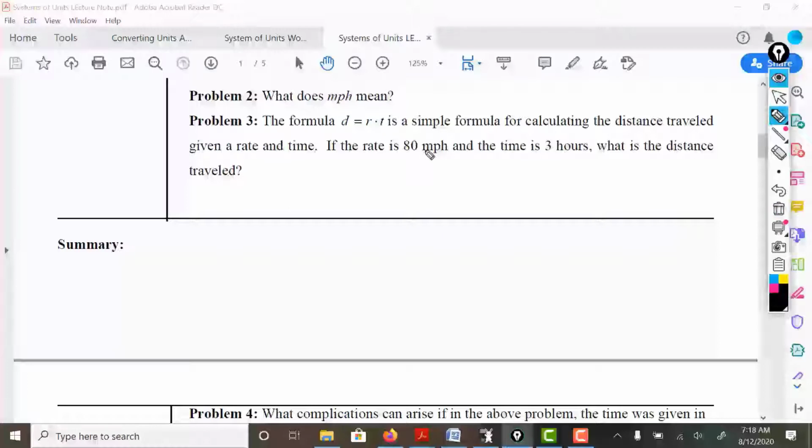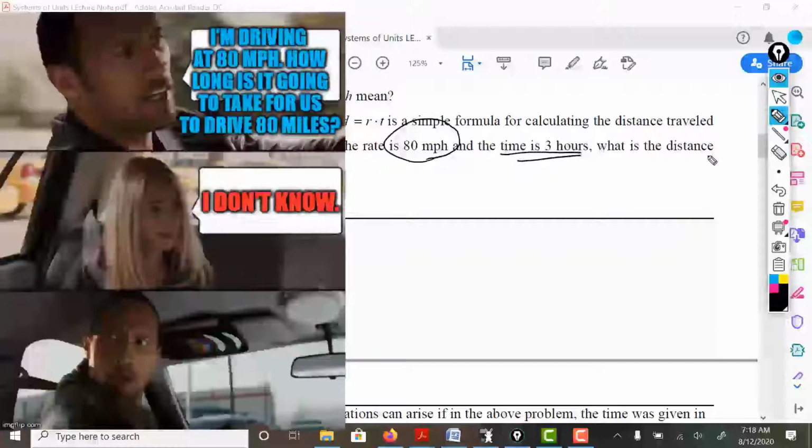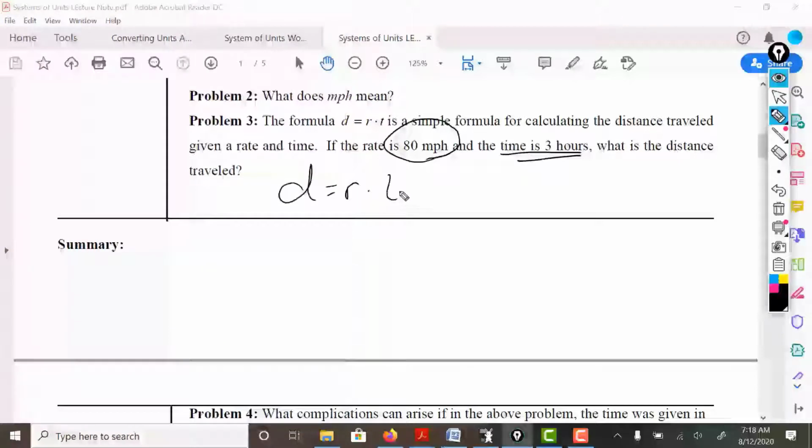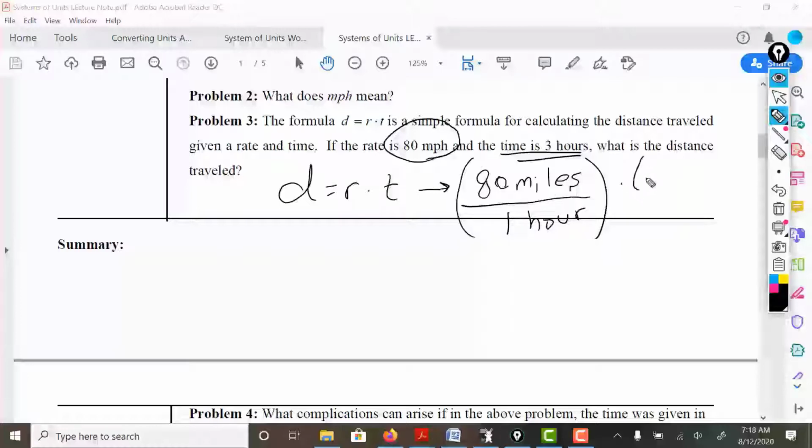So in problem 3, if we're traveling at a rate of 80 miles per hour and the time is 3 hours, how much did we travel? Well, using this formula, distance is rate times time. Don't write this like 80 mph because that makes no sense. Write this as 80 miles per 1 hour. And the time is 3 hours.